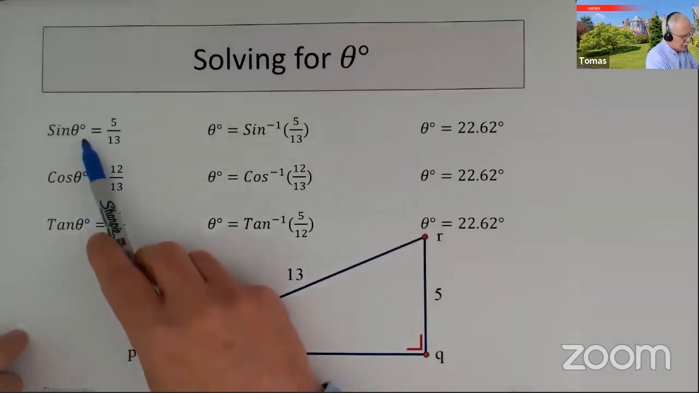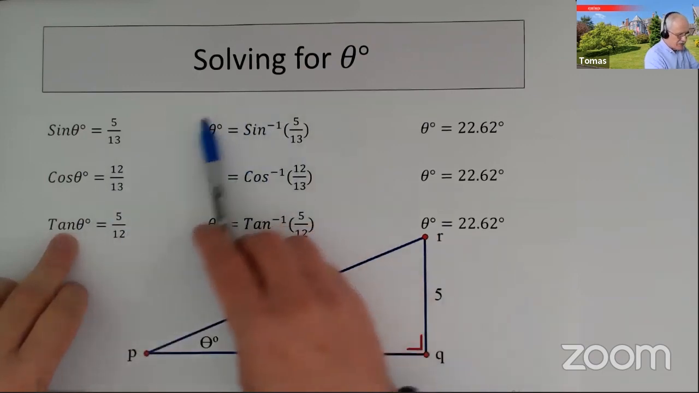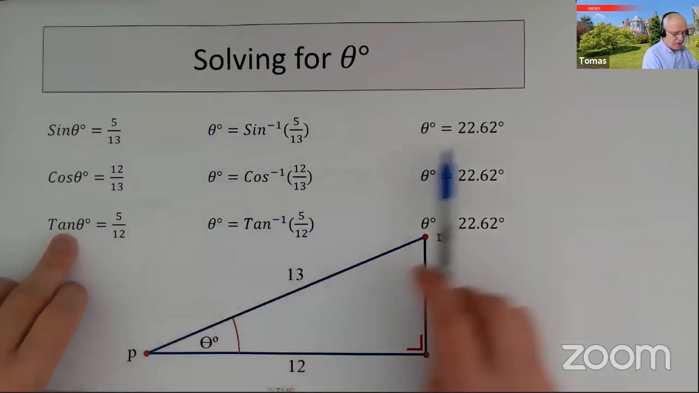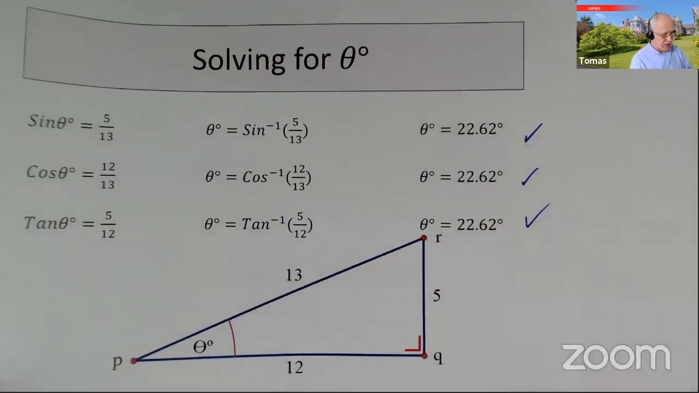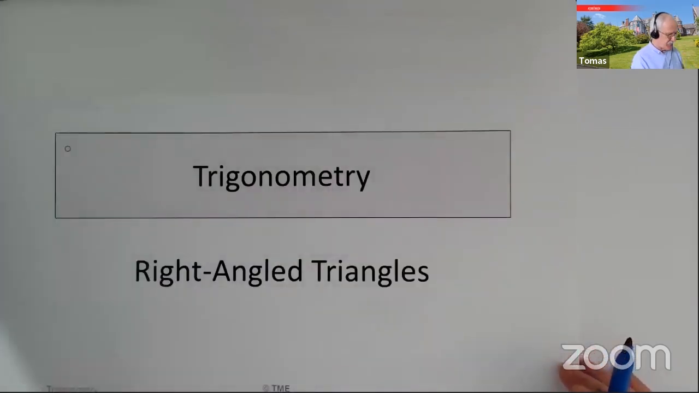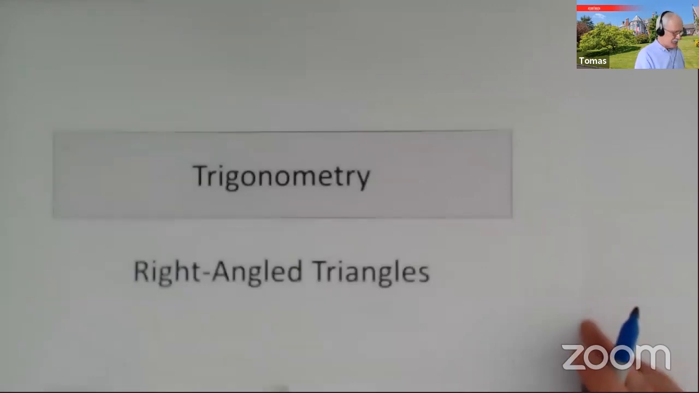So you can see here with sine, cos, and tan of that, we can get the angle this way, and the angles turn out to be the same every time. So that's how we solve these questions, and that's the end of that inverse section. Is that okay?